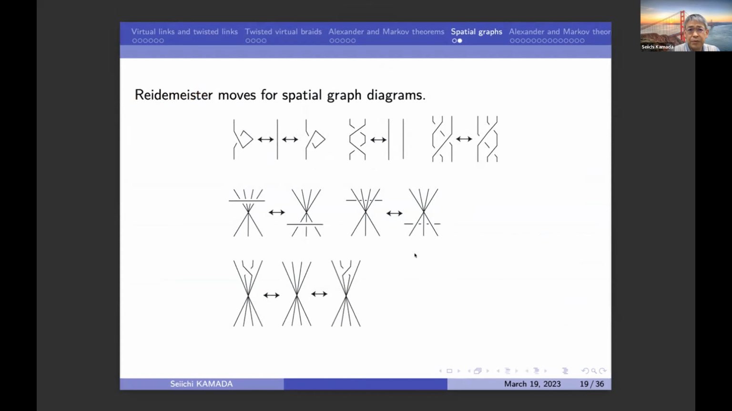Here are the Reidemeister moves for spatial graph diagrams. We can draw spatial graphs by diagrams, and these are Reidemeister moves. The first three are classical Reidemeister moves, and this one is a Reidemeister move for spatial graphs. For two adjacent edges, we can twist between the two edges like this, in the positive direction or negative direction. These are the Reidemeister moves.